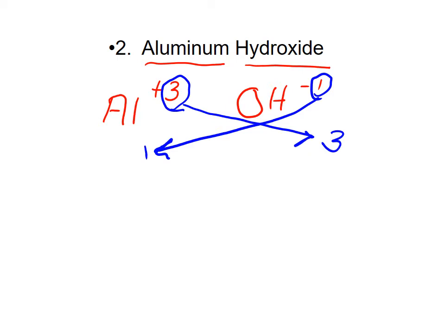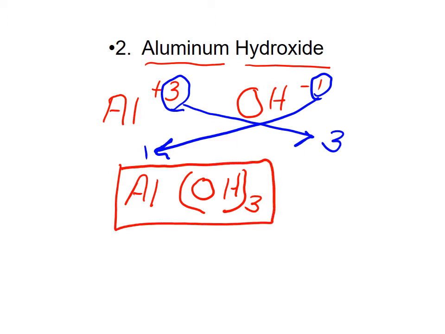So we will have aluminum with a 1 we don't write. We have OH, and we have to have 3 of them. So we need 3 complete units, so it'd be in parentheses. Polyatomics always go in parentheses if you have more than one group of them. So aluminum hydroxide, Al(OH)3 in parentheses.